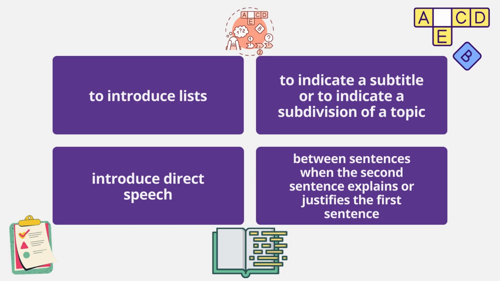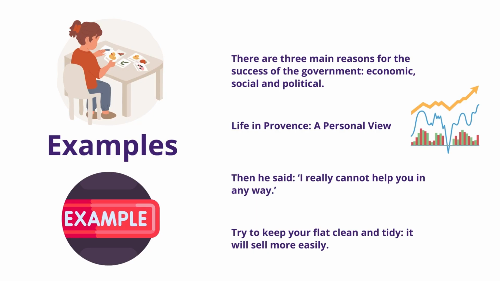Colons. They are used to introduce lists, to introduce direct speech, to indicate a subtitle or a subdivision of a topic, and between sentences, when the second sentence explains or justifies the first sentence. Examples. There are three main reasons for the success of the government: economic, social, and political. Life in Provence: a personal view. Then, he said: I really cannot help you in any way. Try to keep your flat clean and tidy: it will sell more easily.